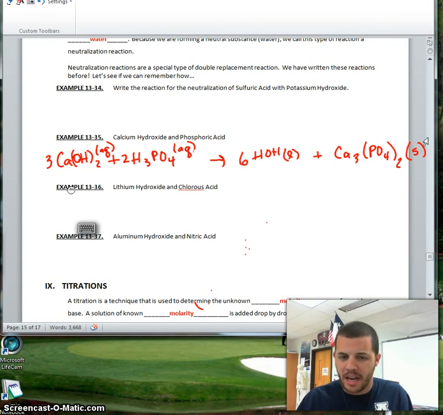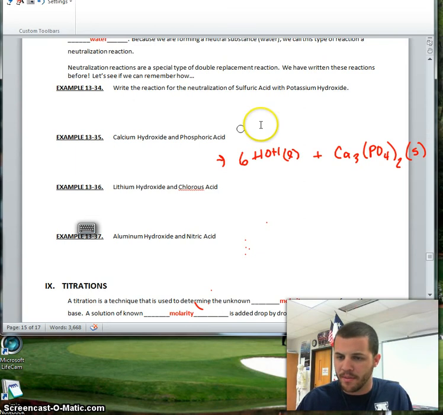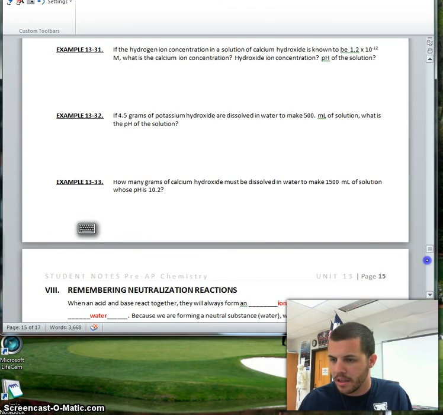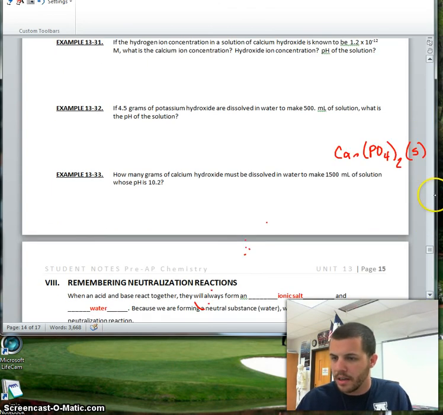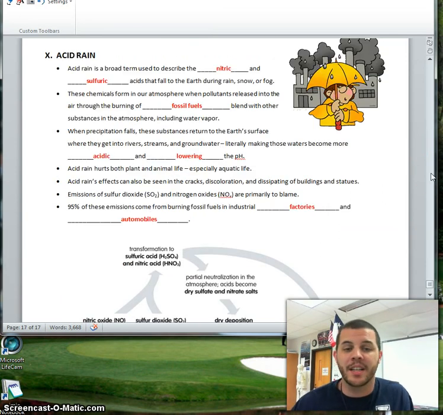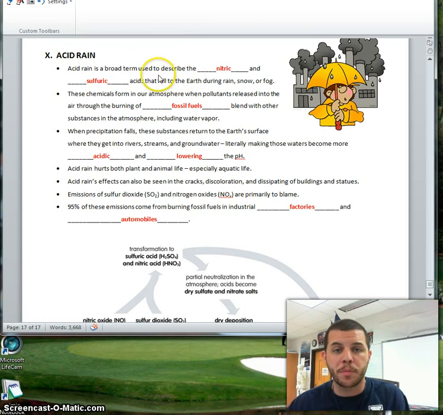So let's go ahead and scroll to the very bottom of the notes. I'm going to get rid of this writing real quick. We're going to scroll down to the bottom of the notes, and here we are at acid rain. So let's take a look at acid rain. It says that this is a broad term to show that nitric acid and sulfuric acid fall back to the earth after they mix with precipitation. Okay, you're probably wondering, how does acid get into the rain to begin with?